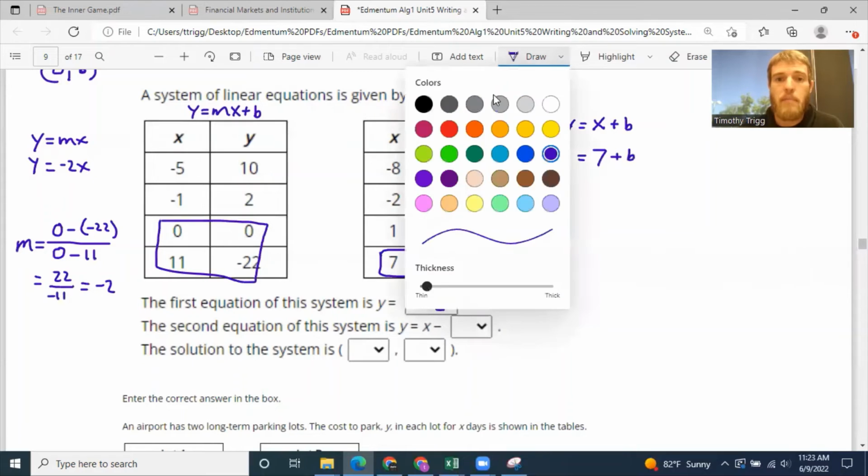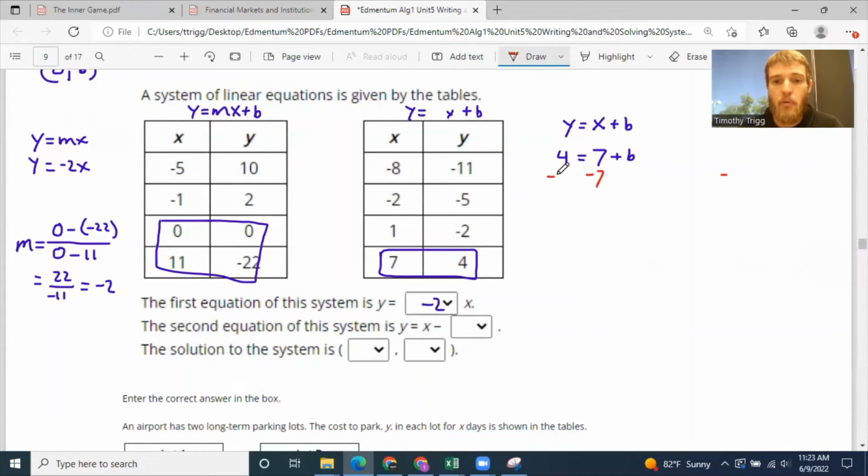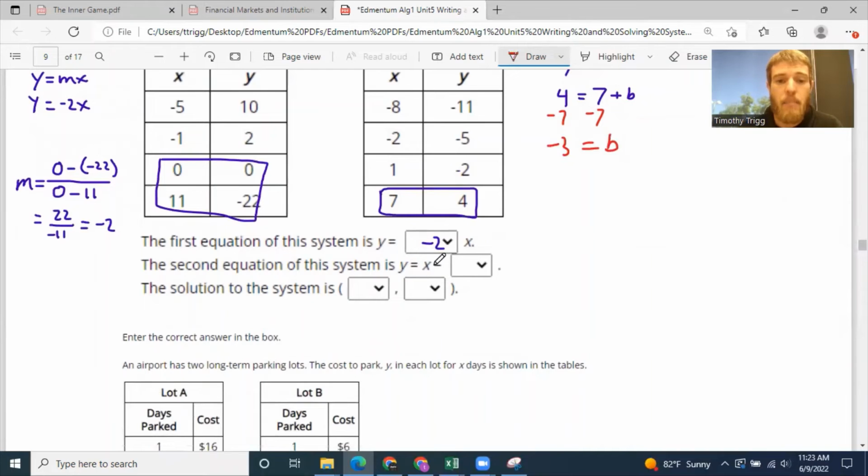So how do we solve for b in this case? Well, I would just go ahead and subtract 7 on both sides of the equation, giving us negative 3 equals b. So the second equation is x minus 3. Don't put negative 3 here. Okay, it's just x minus, they already put the minus, so just put 3.